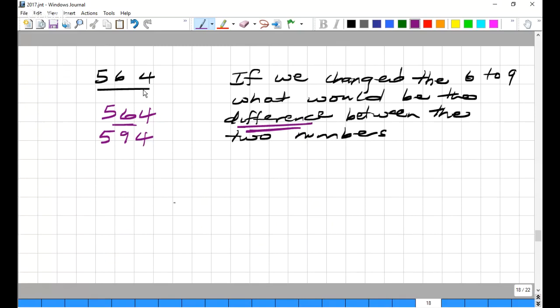Subtraction. Okay. So 594, and we're going to take away 564. 4 from 4 will leave me with 0. Good. And 6 from 9 will leave me with 3. 5 from 5 will leave me with 0. So what number is this that is left?